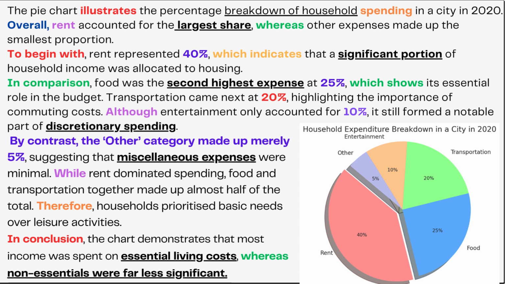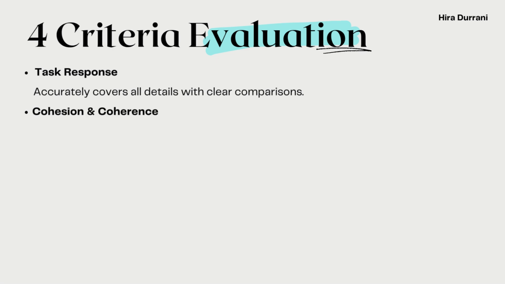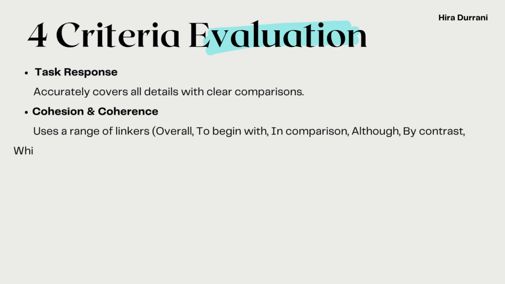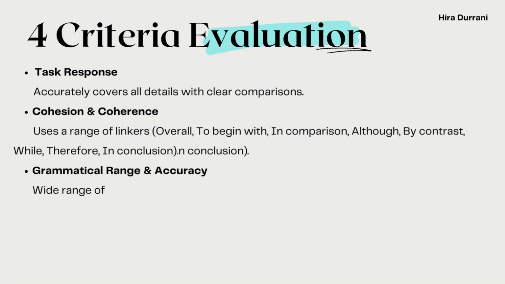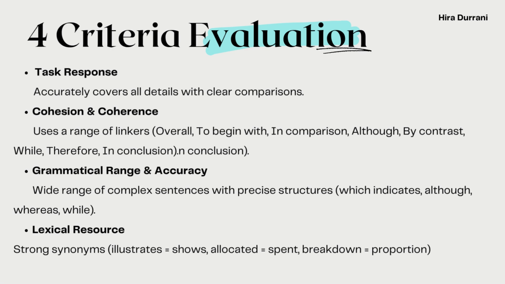Now, what are the four criteria of evaluation? We have task response, cohesion and coherence, grammatical range and accuracy, and lexical resource. So, here task response means that you accurately cover all the details asked from you. You need to make clear comparison between the portions that are given to you in the pie chart. Now, cohesion and coherence: use a range of linkers to connect ideas as well as sentences. For example, I've written overall, to begin with, in comparison, by contrast, although, while, therefore, in conclusion.